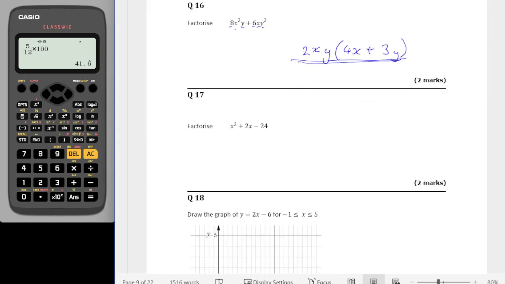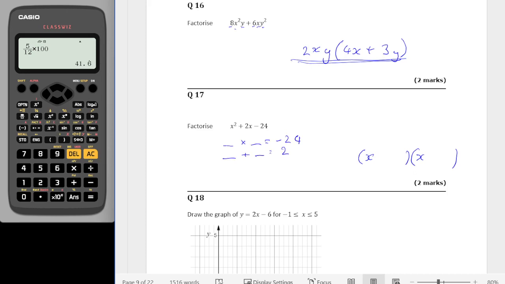Okay, question 17, we're looking at factorise. So that's going to go into 2 brackets. Actually, we'll do it over here. I'm looking for both brackets to start with an x, because that's the only way I can make an x squared. And then I'm looking for 2 numbers that multiply together to make the back number, which is minus 24, and that add together to make the middle number, which is 2.